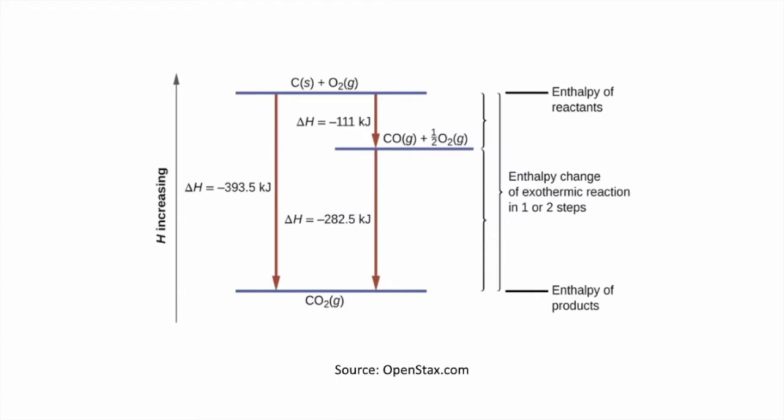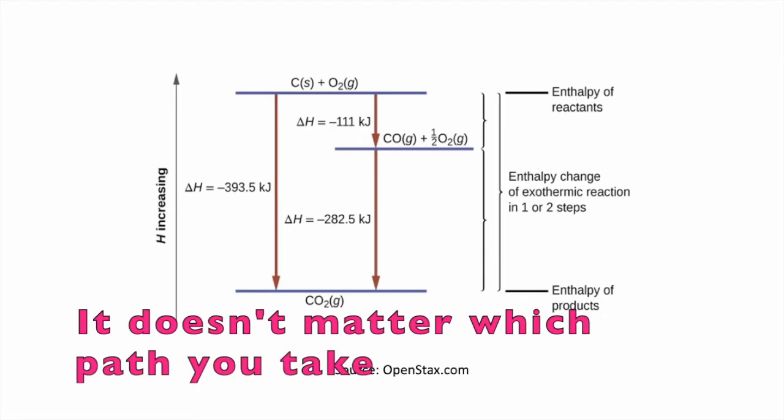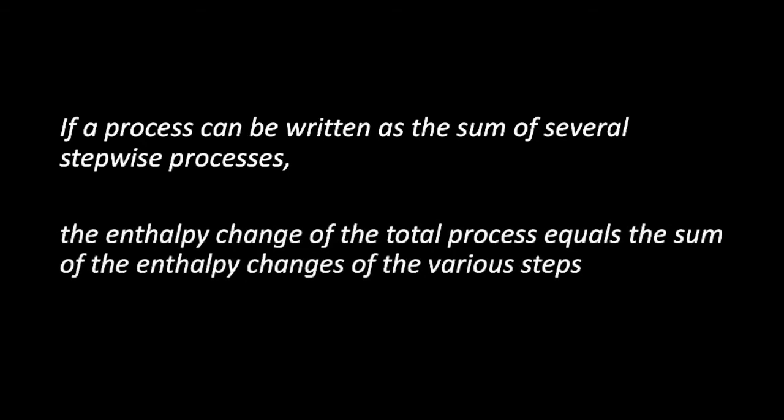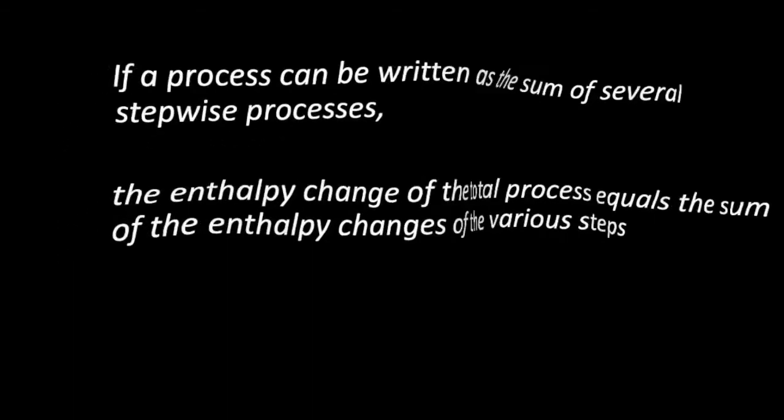In this diagram, we see an exothermic reaction that has two proposed pathways. It doesn't matter which path you take. The change in enthalpy will be the same for both. Which brings us to Hess's law. Hess's law states that if a process can be written as the sum of several stepwise processes, the enthalpy change of the total process equals the sum of the enthalpy changes of the various steps.